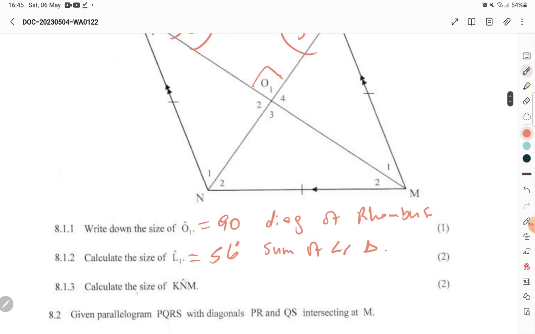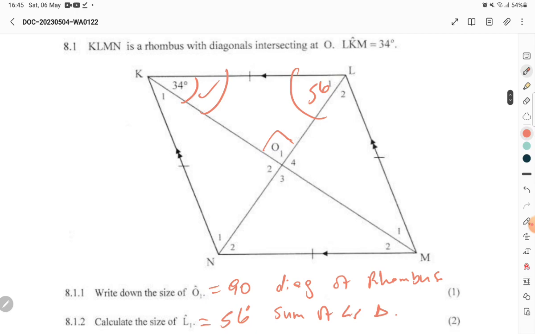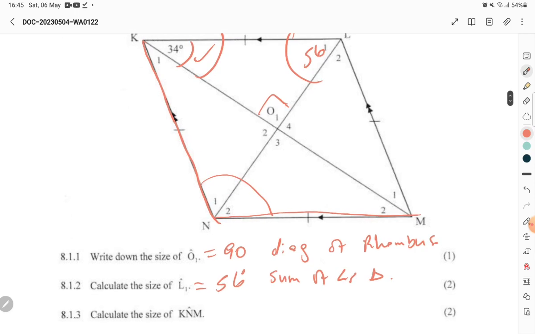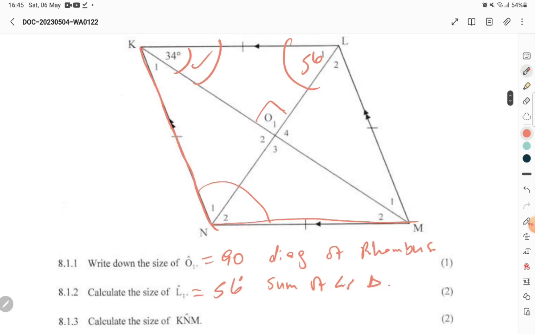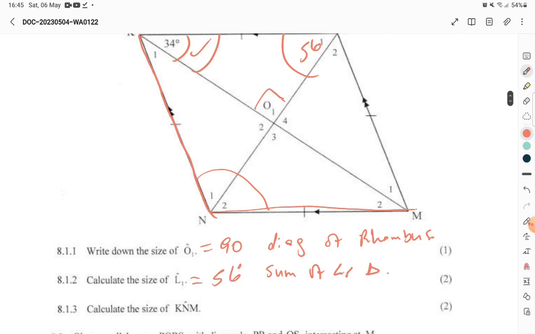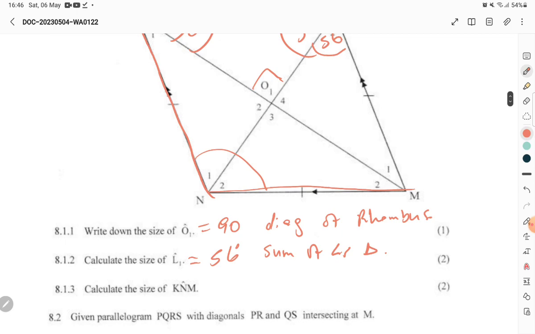So calculate the size of K and M. So this is K and M. We have this one, which is this whole angle over there. It is very important that we remember the diagonals of a rhombus bisect the corner angles. So if you have 56 here, you must have 56 here as well. So this is 56 plus 56, that's 112.